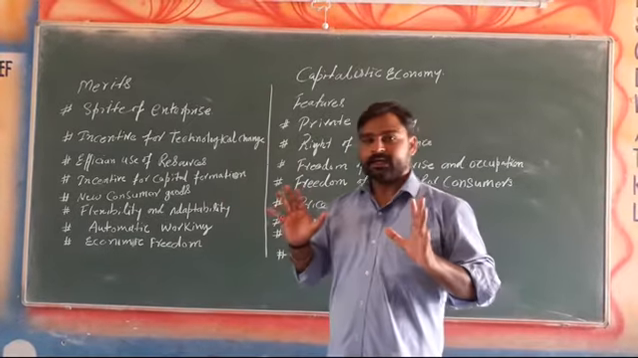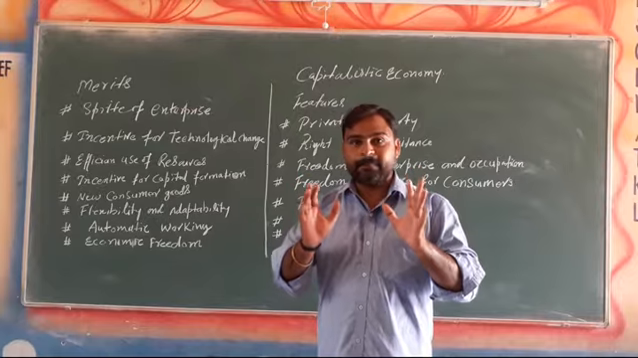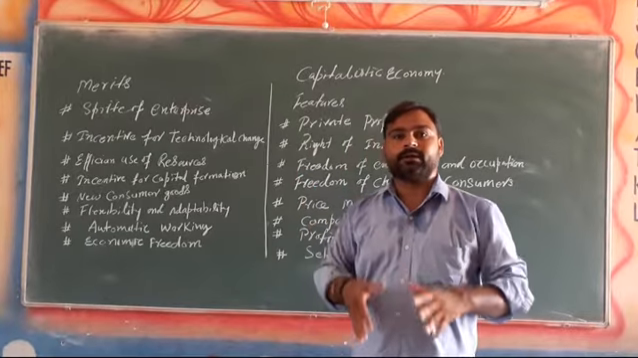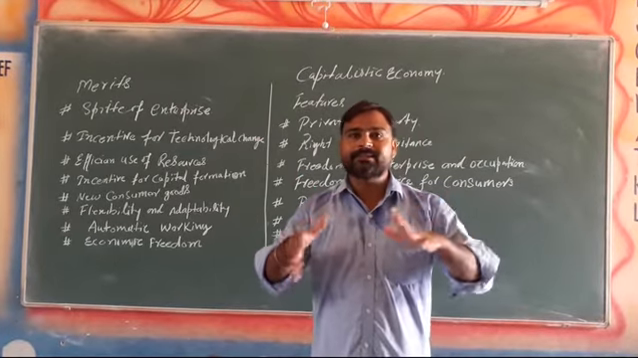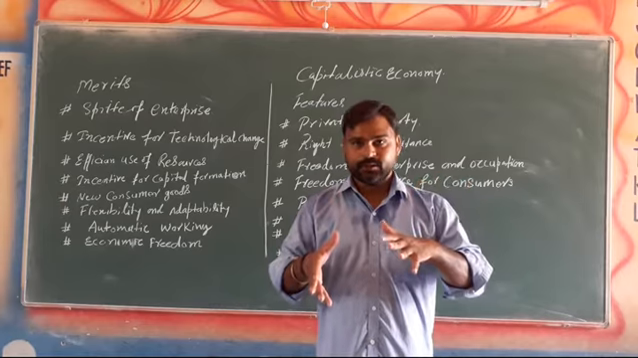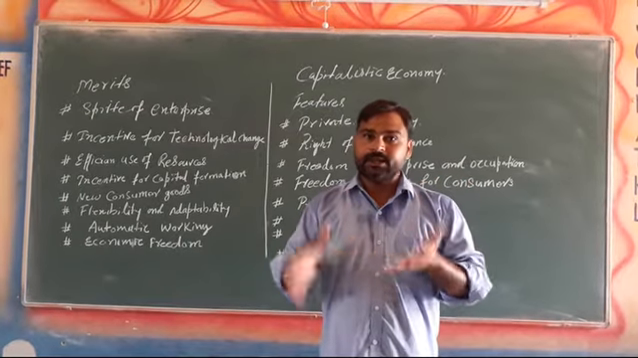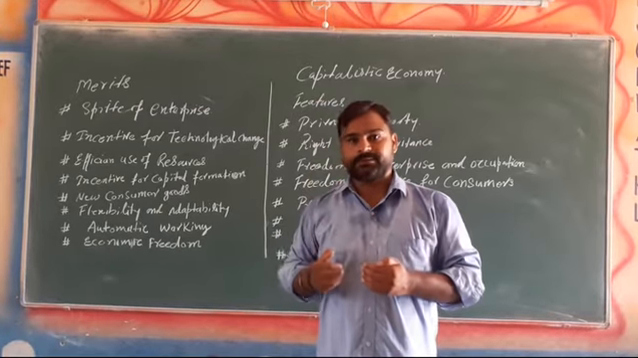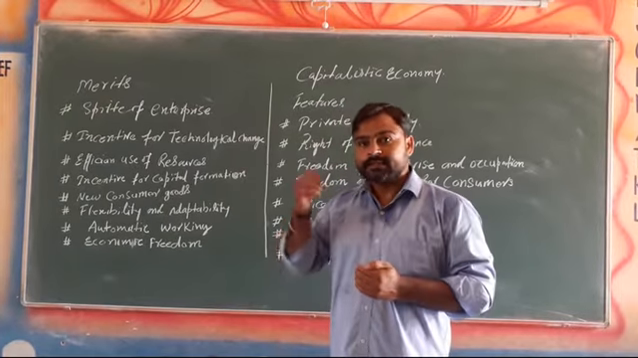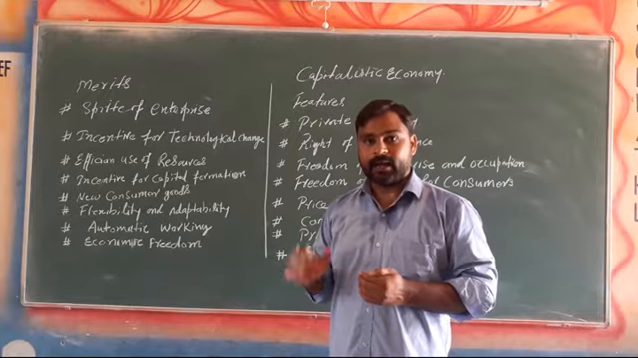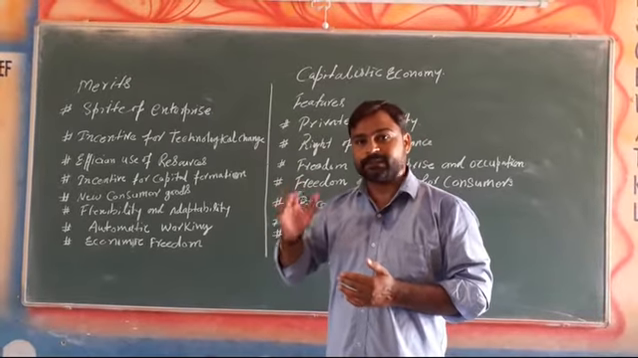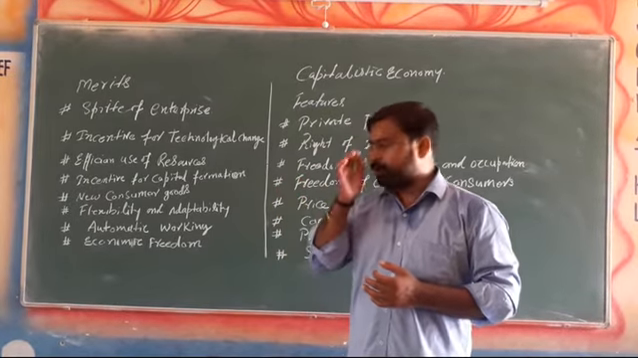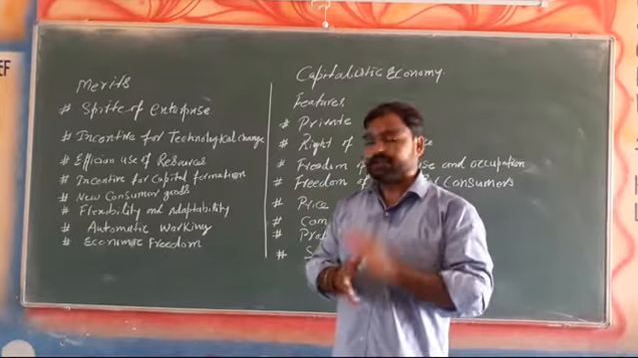Automatic working. In a capitalistic economy there is automatic working. The price is automatically set by market forces. The new goods and services and technological changes automatically enter the market. There is no extra effort by the government as it is free from government interference. In a capitalist economy there is less interference of the government.